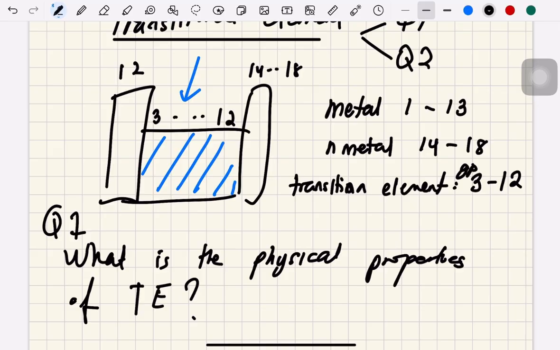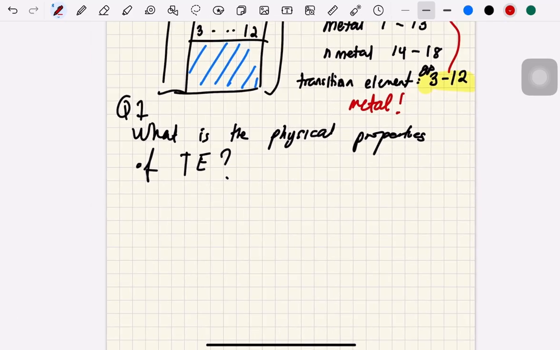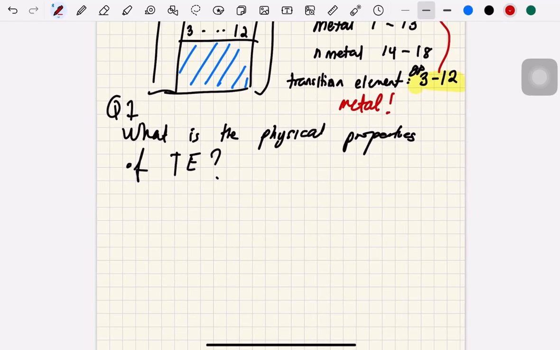Until 12. So maksudnya dia belong dekat mana? 3 and 12 ni dalam inside here, in between here. So maksudnya transitional element ni ialah metal. So dia punya physical properties follow sahaja physical properties of metal.